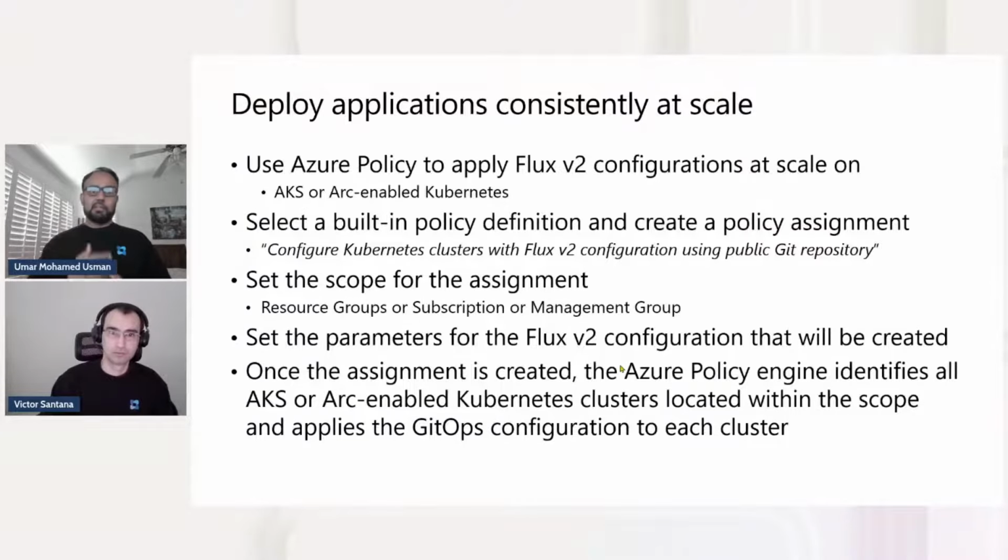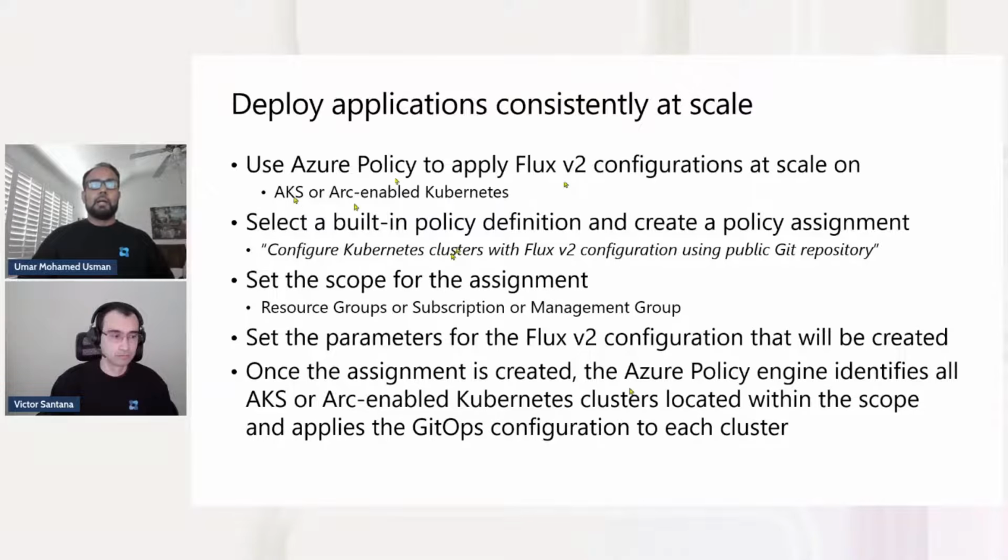This is the case of at scale. How do you manage tens of hundreds of clusters? How do you do that? This is the answer. The answer is basically you use Azure Policy to apply your Flux v2 configuration at scale. Again, like I said, you could apply this Azure Policy, which is deploying Flux v2 configuration extension as well as your configuration on AKS or Arc-enabled Kubernetes, right? It could be any number of clusters.